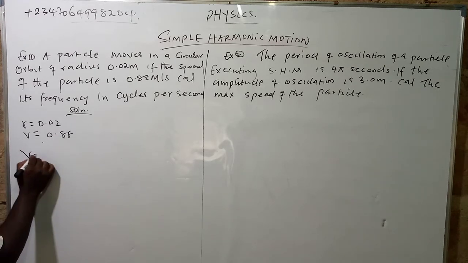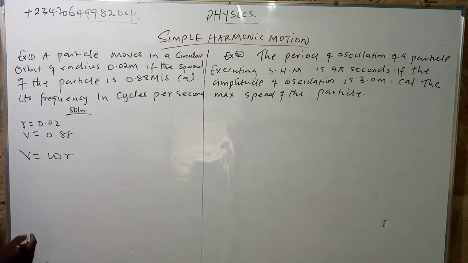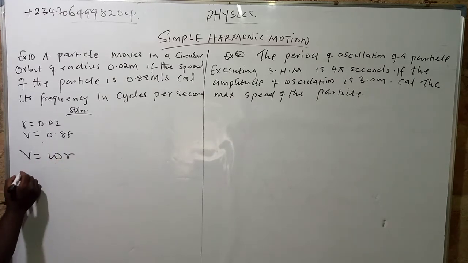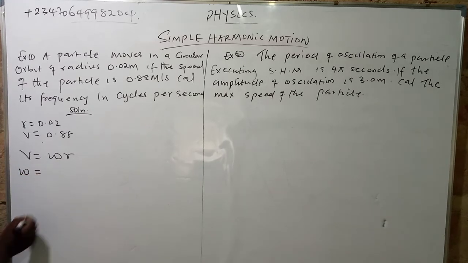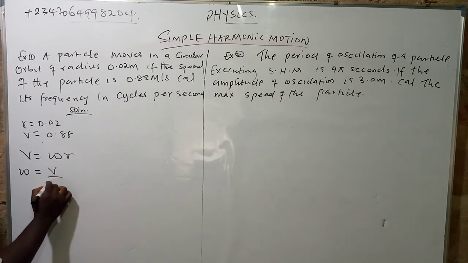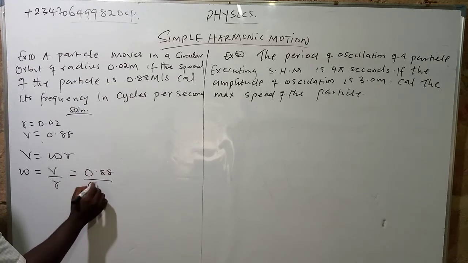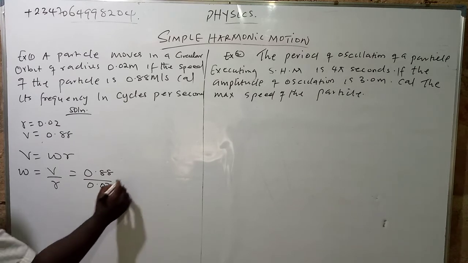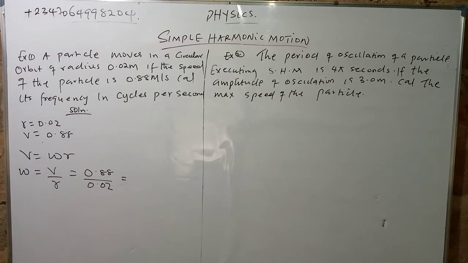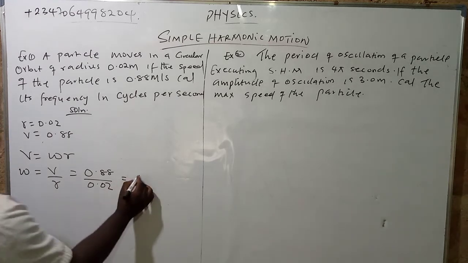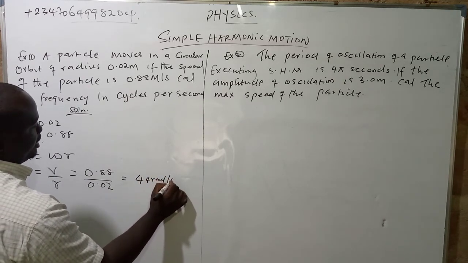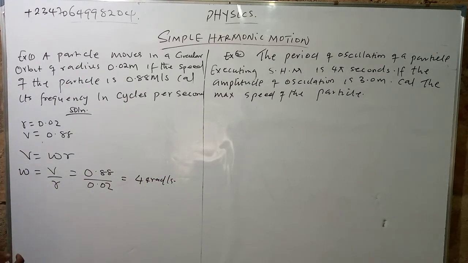Now, the relationship, we have already proved the formula. Now, I have v, I have r. So, making angular velocity the subject of the formula, we have v all over r. And this is 0.88 divided by 0.02, right? So 0.88 divided by 0.02, you should get an answer of 44 rad per second.